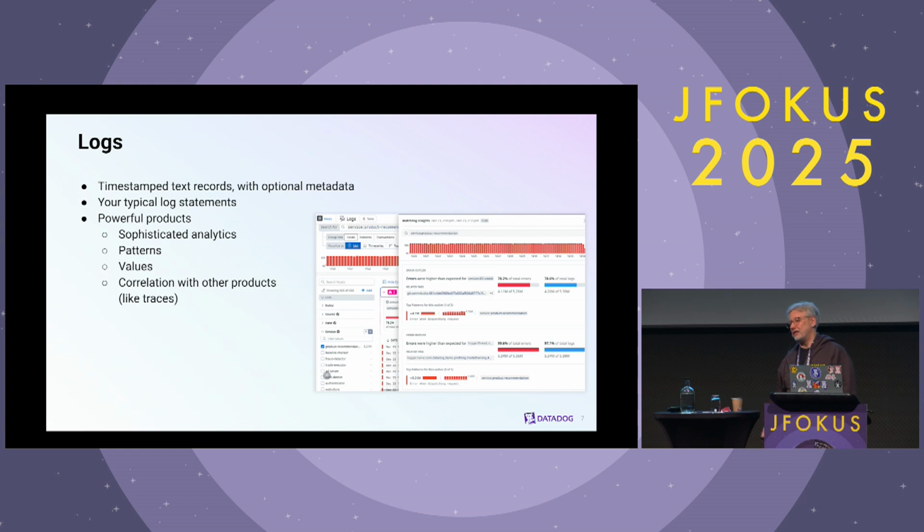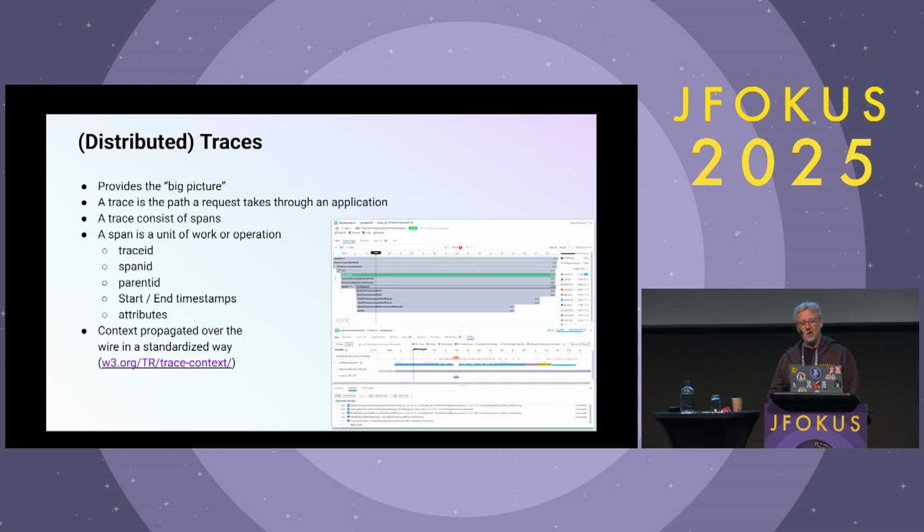And then you have correlation with other products like tracing. So that's the second pillar. The third pillar is tracing. So tracing provides the big picture of how your application is running in your production system. A trace is really the path the request takes across your entire application. It consists of spans. So a trace is really a directed acyclic graph of spans. And a span is just a unit of operation, something that is usually interesting to know about.